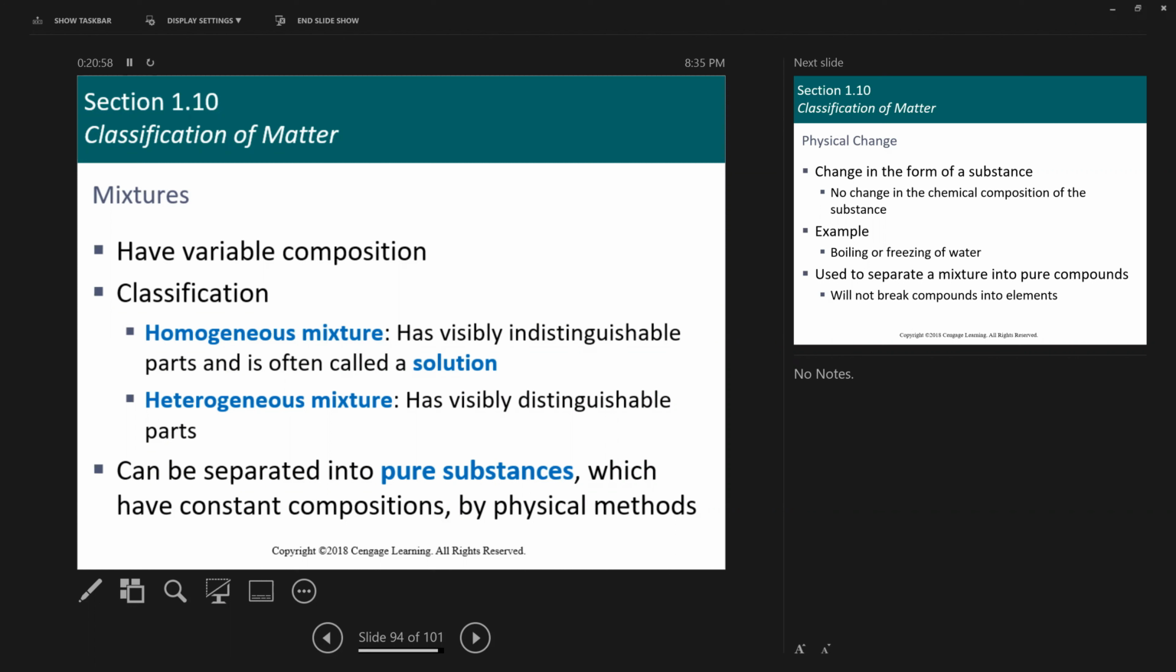What would oil and water be considered? Good question. That will be heterogeneous because oil and water are not what we call miscible in each other, meaning they don't mix together.